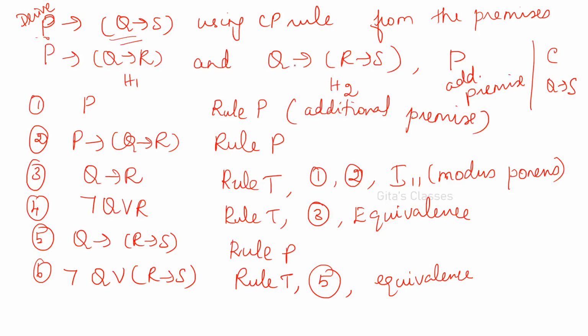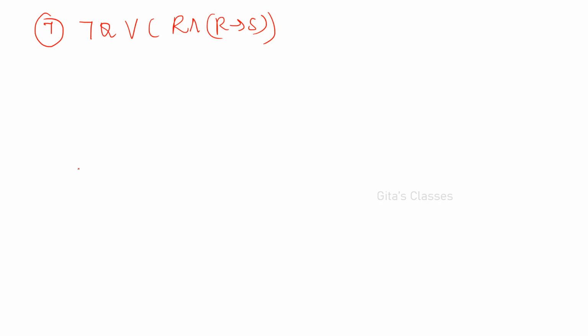Actually H1 comma H2 means what? H1 and H2 only, no? So the meaning is H1 and H2 only. Similarly here not Q or R and this one, not Q or R conditional S, can be combined using distributive law. I can take the common part outside, that is not Q or this R and R conditional S. So I am using a formula here. So rule T I have applied in steps 4, 6, then distributive law.